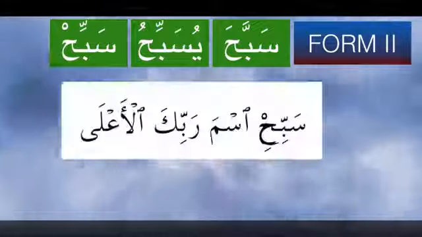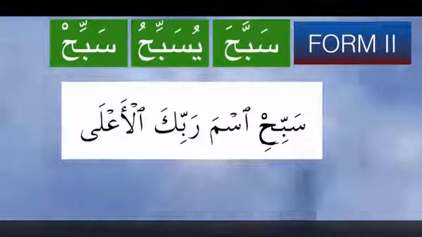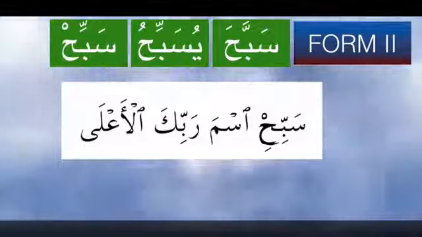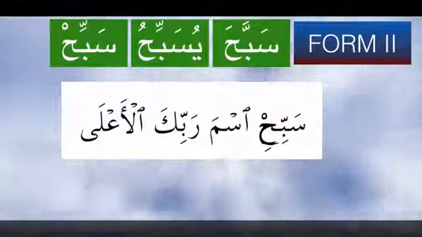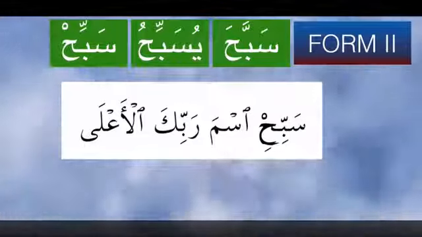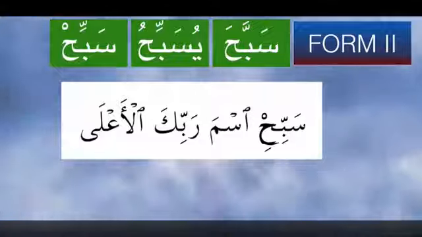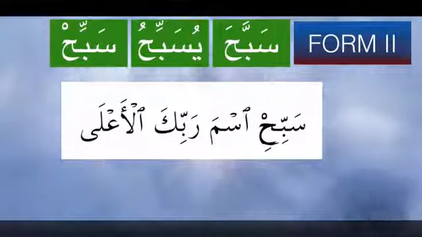So one of the examples is Sabbihisma Rabbikal A'la. So here it is Sabbih, Surah Al-A'la. Sabbih is fi'l amr, and because it is ending with sukoon, we cannot pronounce it when immediately there is hamzatul wasl and a sukoon again. So for phonetic reasons, it is Sabbihisma.